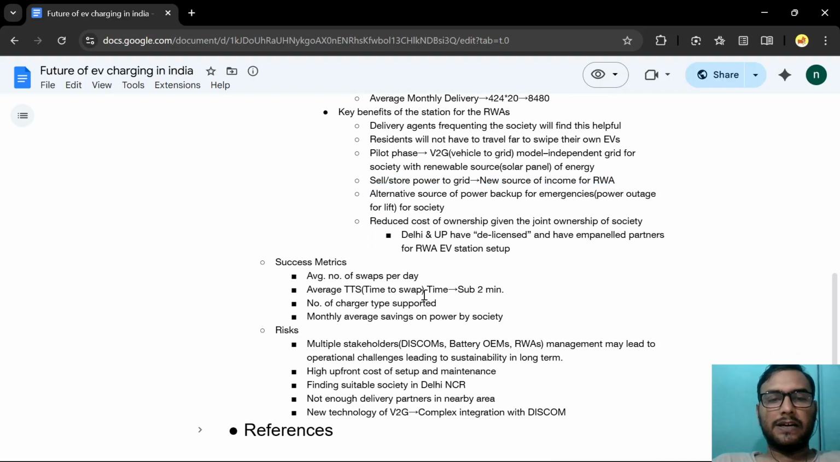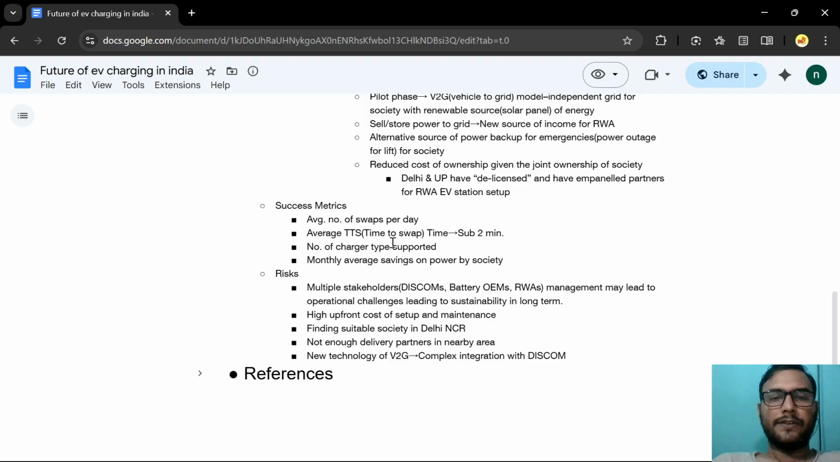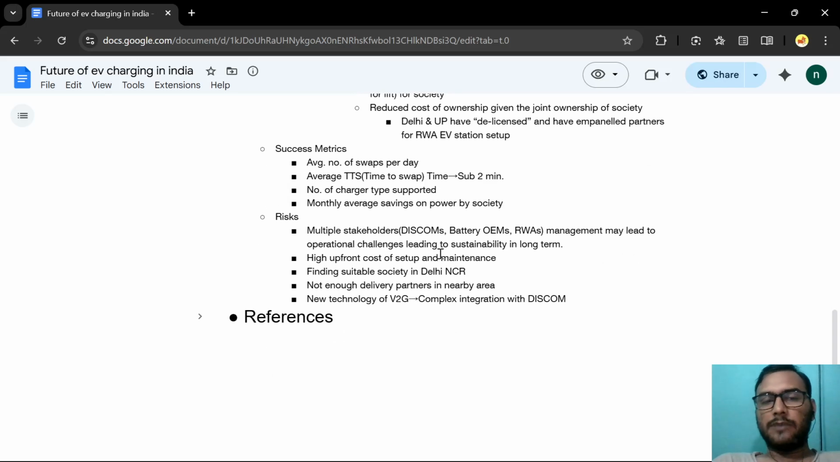Now the success metrics I have identified are: the average number of swaps done per day, the time of swapping, how much time it takes, what different charger types you are supporting, the monthly average savings on power by the society, and the revenue earned by the society through this source.